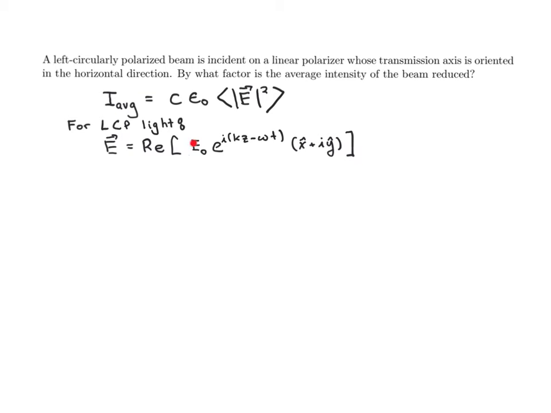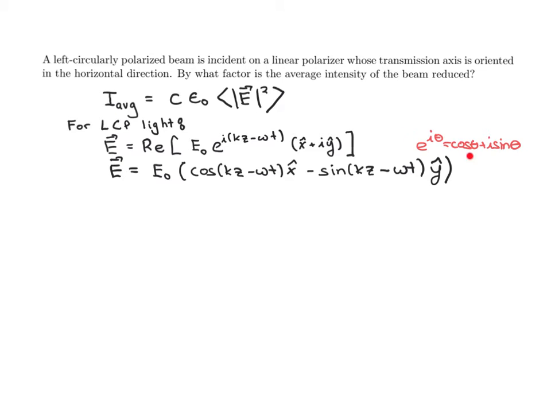The amplitude of the wave we're calling E naught, and then it's a plane wave, e to the i(kz minus omega t), and then the vector part of it is x hat plus i y hat. This i indicates that there's a 90-degree phase difference between the x component of the electric field and the y component of the electric field. If we make use of Euler's formula here, we can easily show that when you take the real part, you end up with an electric field that's given by this expression here.